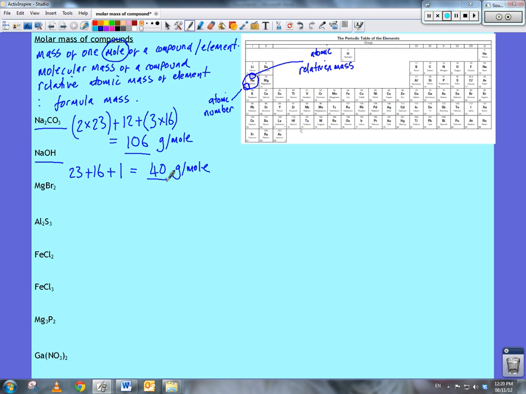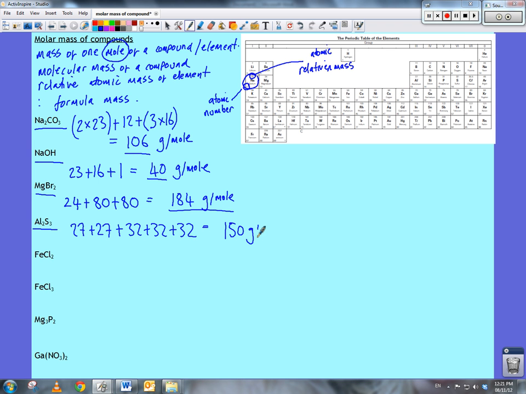Magnesium bromide, magnesium is 24, bromine you'll find is 80, we've got 2 bromines, gives us a mass of 184. Aluminium sulfide, aluminium is 27, and sulfur is 32, which gives us a mass of 150 grams per mole.